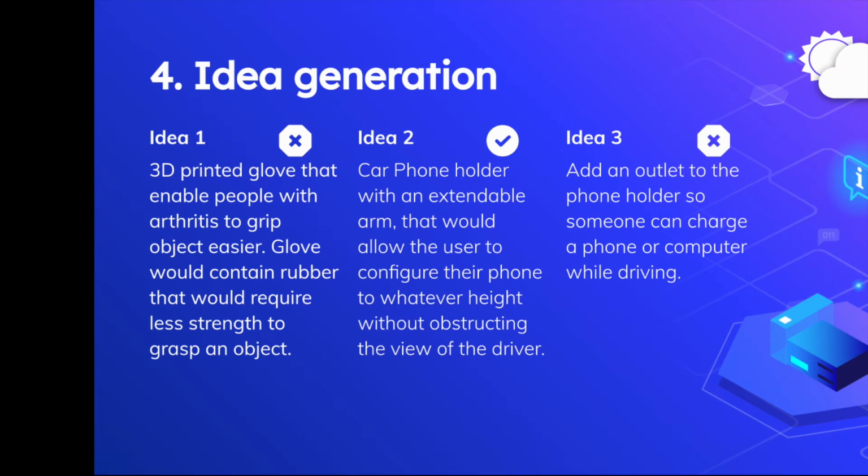The fourth step of the design process is idea generation. The first idea that we had was a 3D printed glove that would enable people with arthritis to grip objects easily. The second idea that we had was a car phone holder with an extendable arm. This would allow the user to configure their phone to whatever height without obstructing the view of the driver. The third idea that we had was adding an outlet to the phone holder so that someone can charge a phone or a computer while driving.